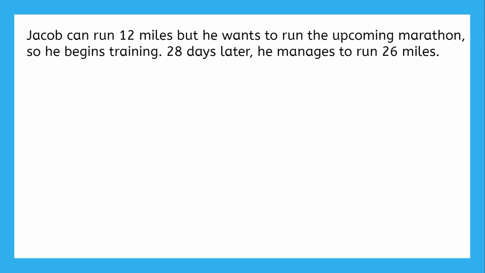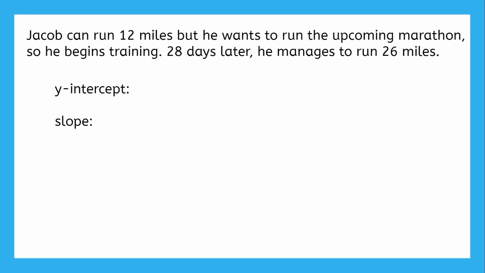Next problem. Jacob can run 12 miles, but he wants to run the upcoming marathon. So he begins training. 28 days later, he manages to run 26 miles. Wow. If we want to write this equation, we're going to need the slope and the y-intercept.